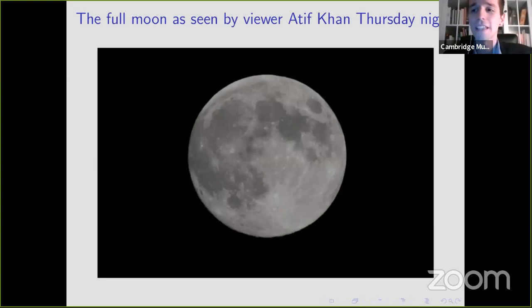One of our viewers sent me a photo of the full moon today. This is Atif Khan, who on Thursday night took a photo of the full moon with his camera. An impressive, detailed photo.